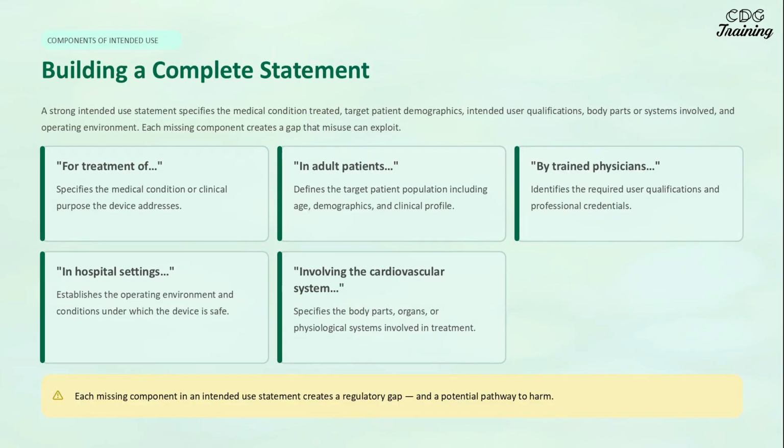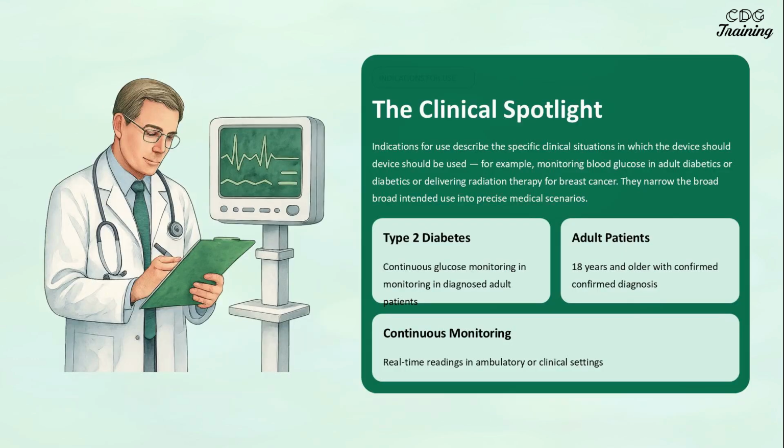A strong intended use statement covers medical conditions, patient demographics, user qualifications, and operating environments. Missing components can create regulatory gaps and potential harm pathways. Indications for use specify clinical situations for device application, such as monitoring blood glucose in adults with diabetes. These narrow the broad intended use to precise medical scenarios.